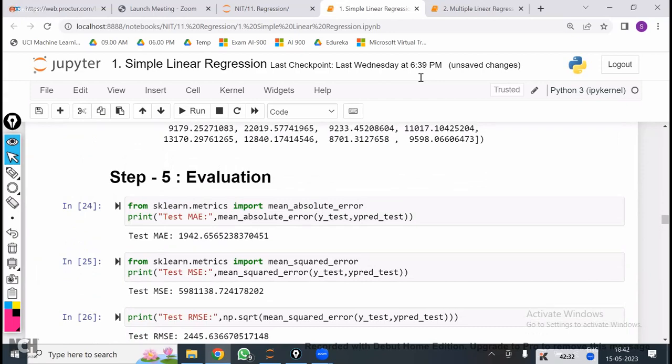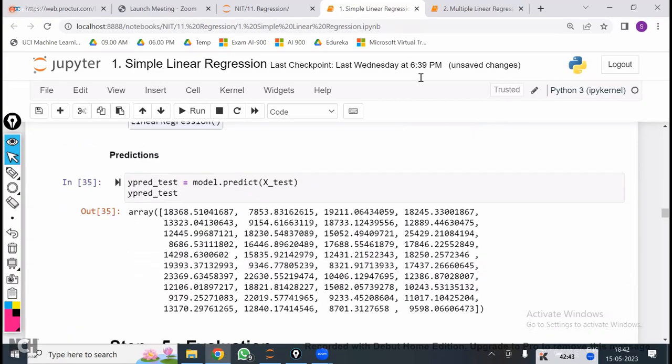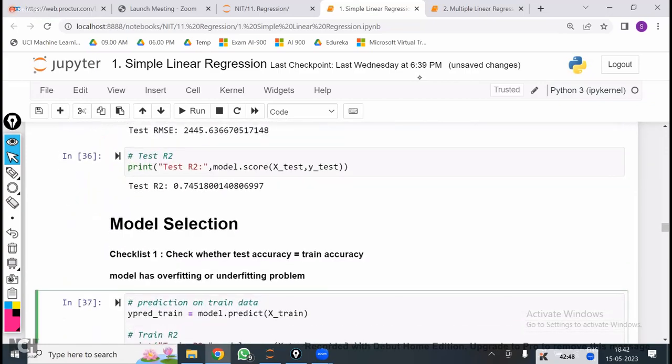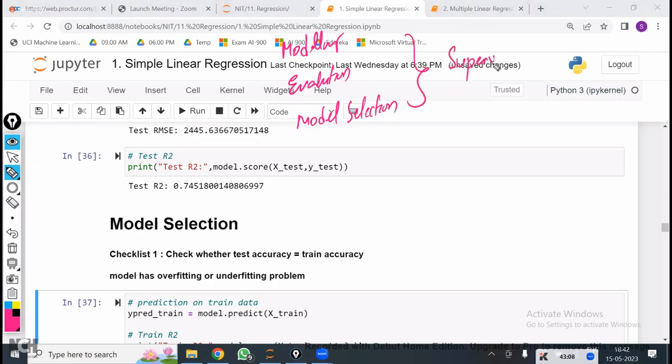Of that 1 month, 1 week is already completed. Last week we started ML. So for the next 3 weeks, we are going to work in the same way: first modeling, followed by evaluation, followed by model selection. Clear? Done? These three, modeling, evaluation, and model selection, are applicable for all the supervised machine learning algorithms. For all supervised machine learning, this is the same.